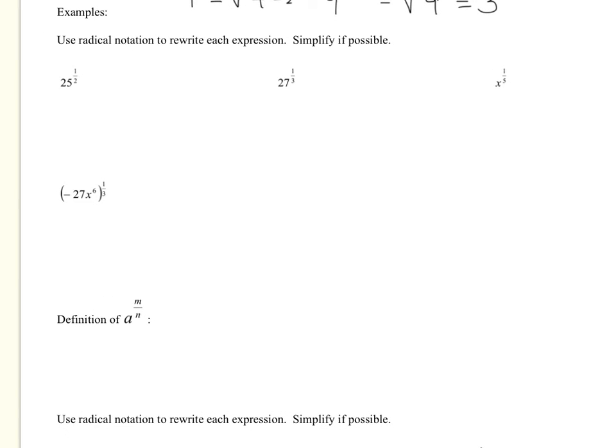We want to use radical notation to rewrite these and simplify if possible. The first one is 25 to the 1/2 power. That is simply the same thing as saying the square root of 25. The square root of 25 is 5. 27 to the 1/3 power is the cube root of 27. We had this one on the previous page. The cube root of 27, a number that multiplies by itself 3 times to give you 27, is 3.